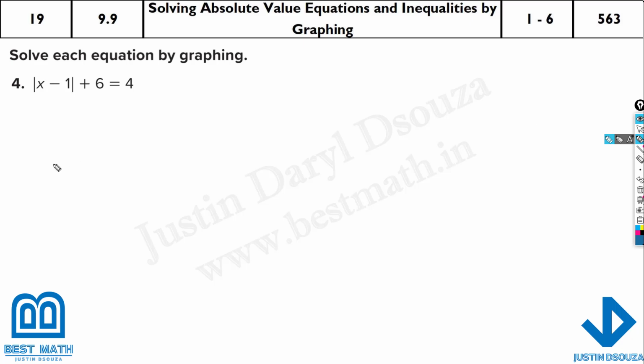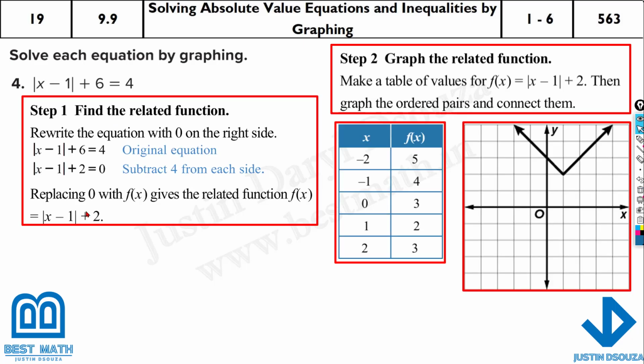Same thing here, but you will have some value when you bring this inside. It's going to be x minus 1 plus 6 minus 4, which will be plus 2, that is equal to 0. So you have to use this equation in the calculator and solve it. So that's the equation, plus 2. Put it in the calculator, you get the table of values, you can graph.